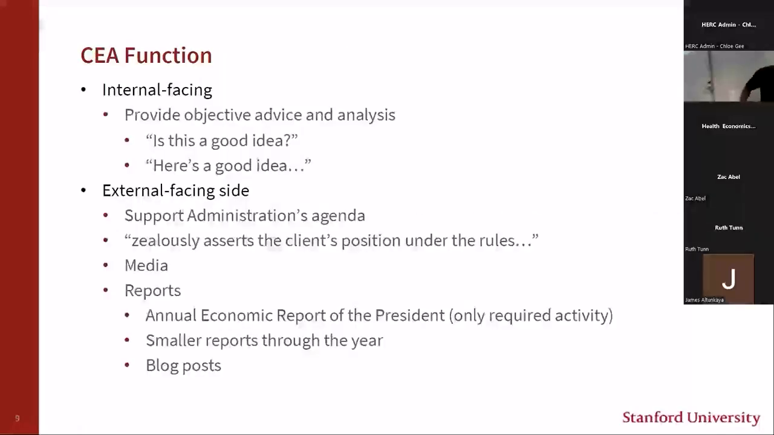I always like to say it's kind of like being a lawyer. That's kind of what we were, in the sense that a lawyer's job has two parts. The first is internal facing, and that's to provide objective advice and analysis. We would try to present ideas that we thought were good ideas to other people to help promulgate policy. And then policymakers might come to us to ask if something's a good idea, so we help them.